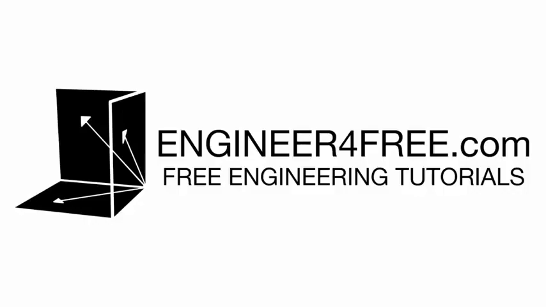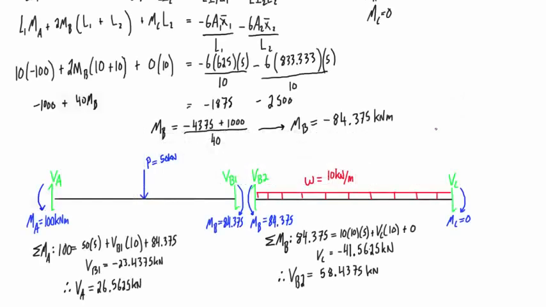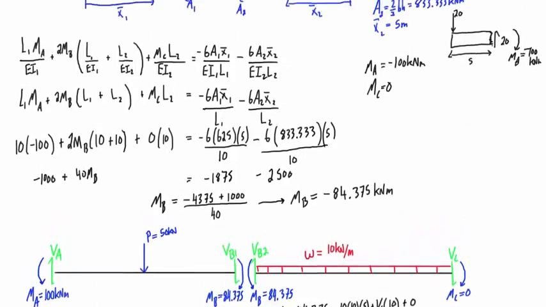Alright guys, welcome back. This is part 2 of example 1 for the 3-moment equation. Just picking up right where we left off, we had just calculated the internal shears and end moments of each of these spans, and now what we want to do is draw the shear force diagram and bending moment diagram and then solve for the reactions.